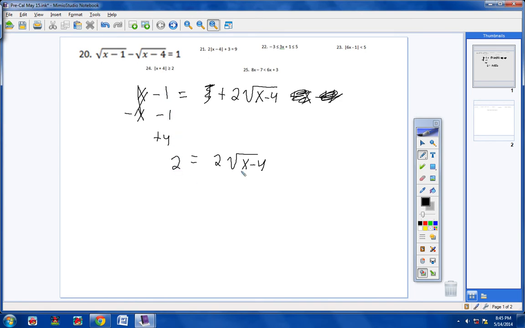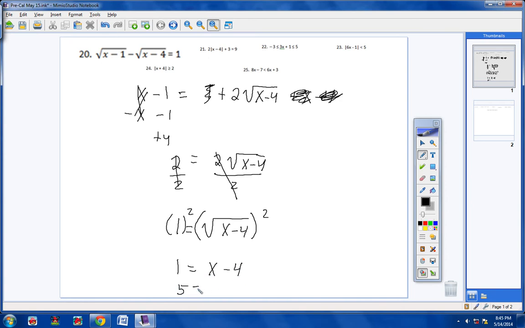Now, my radical is almost by itself, not quite. Now I'm going to divide by 2, so that these cancel, and I'm left with 1. 1 equals the square root of x minus 4. And look at that. I got the radical all by itself, and now what do we do? Square it, but if I square one side, I've got to square the other side. 1 times 1 is 1, and when I square a square root, I'm left with x minus 4. Now bring the 4 over and make it a positive 4, and 5 equals x.